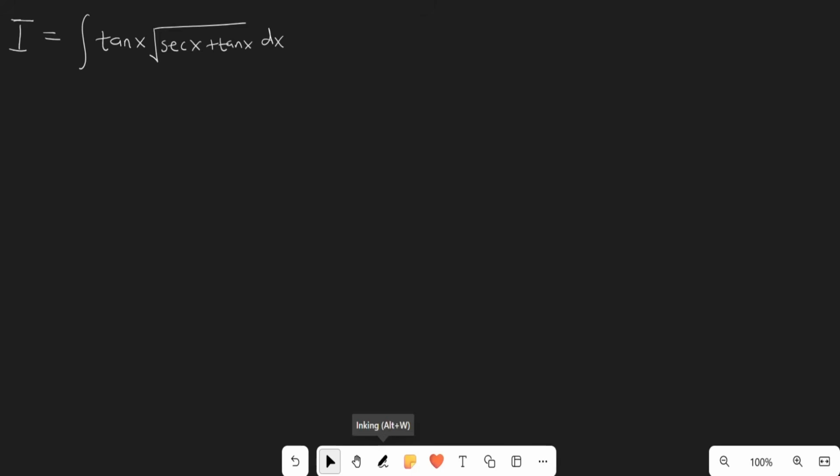This integral appears very simple, but it hides a very beautiful solution. So we are going to start off with a u sub, right? We are going to let u be equal to the square root of secant of x plus tangent of x. Right, so let's square both sides. So squaring both sides gives u squared equals secant of x plus tangent of x on the right hand side.